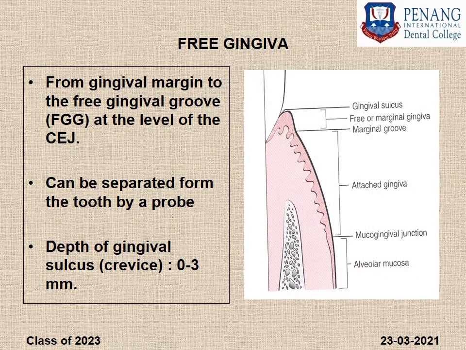So what is free gingiva? We will speak about this. Free gingiva is the area from the gingival margin to the free gingival groove at the level of the CEJ. So this area is called the free gingival margin.